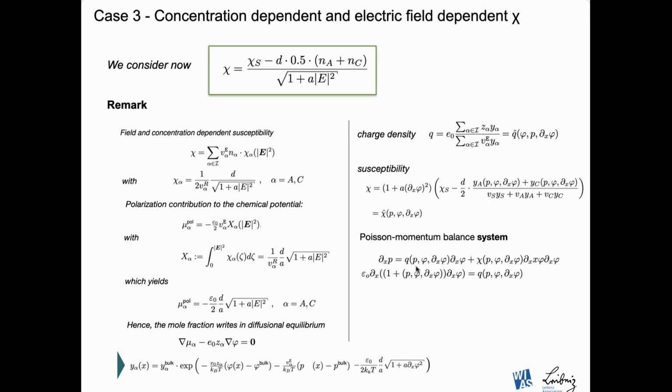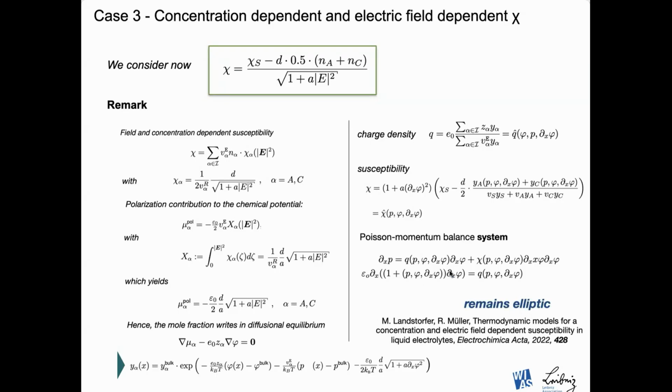This looks messy, but still it's solvable, and we can prove that it remains elliptic. So this coupled equation system is really the straightforward extension which is obtained thermodynamically consistently when you have a dielectric which depends on concentration and electric field.